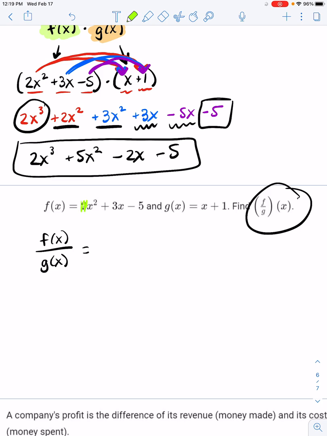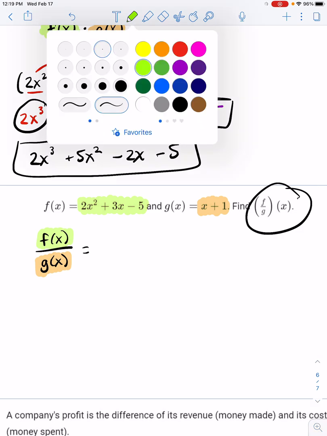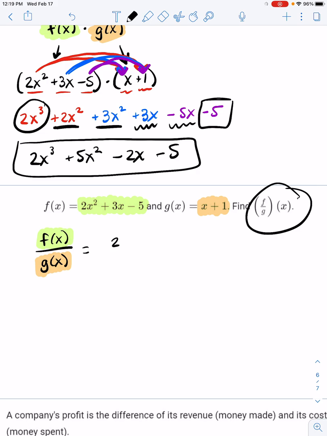I'm going to take my function for f of x and plug it in up top here for f of x. I'm going to take my function for g of x and plug it in on the bottom for g of x. So I have on the top, f of x is 2x squared plus 3x minus 5 divided by g of x on the bottom is x plus 1.